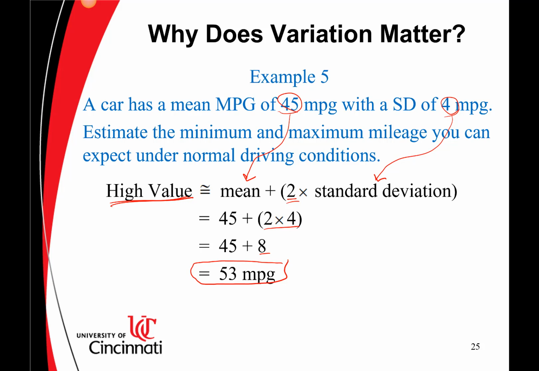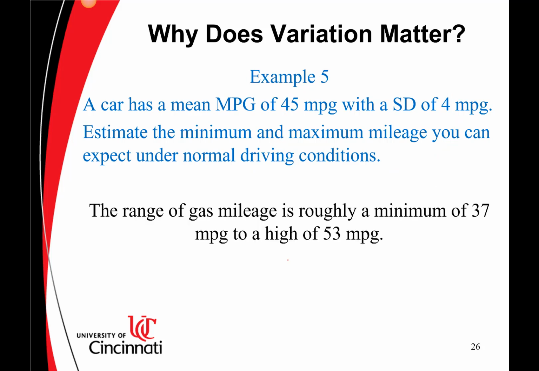So what this tells you then is, under normal driving conditions, anything from just driving in town, traffic stuff, to driving out on the expressway where it's flat and you've even got a tailwind, your fuel economy is going to be somewhere between 37 and 53 miles to the gallon. Does that make sense?